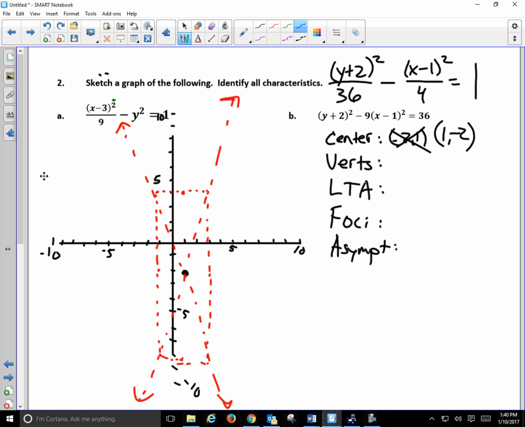So, do my vertices sit on the top and bottom or the right and left? Top and bottom because y is positive. So it's at the top and at the bottom. So what are the locations of my vertices? Very good, J. Aki. 1, 4, and 1, negative 8. The length of the transverse axis is the distance between the two vertices.